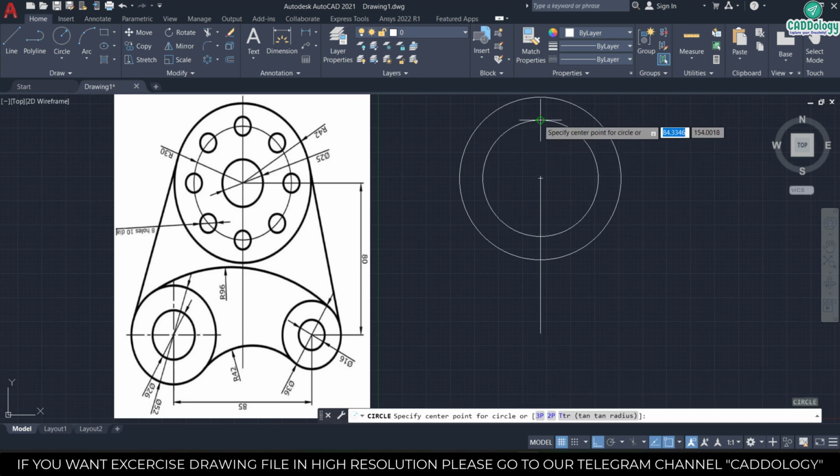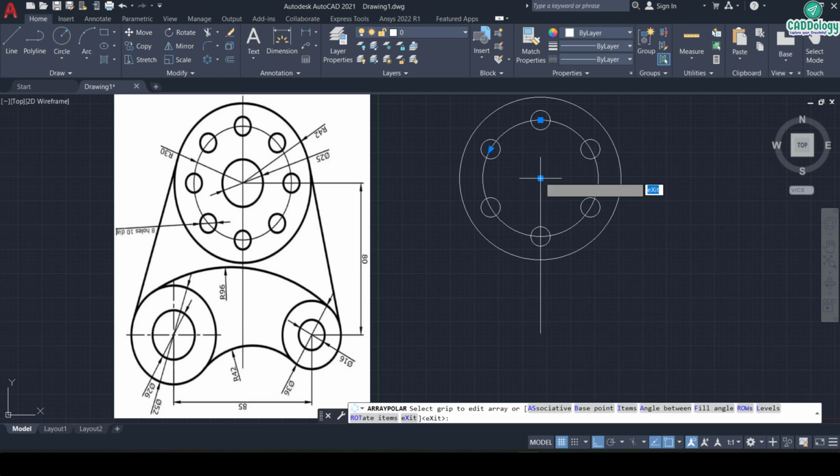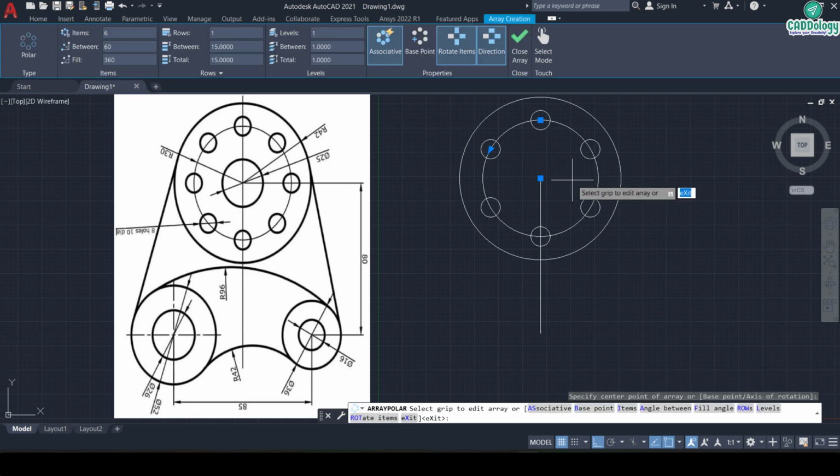Make a small circle of 10 mm diameter. Number of circles is 8. And then close the array.